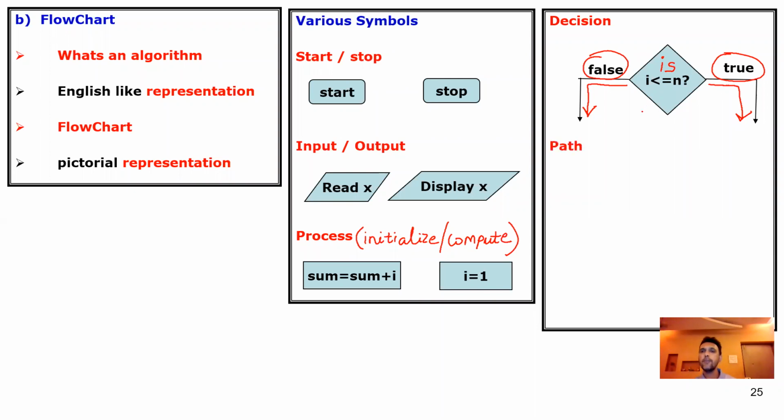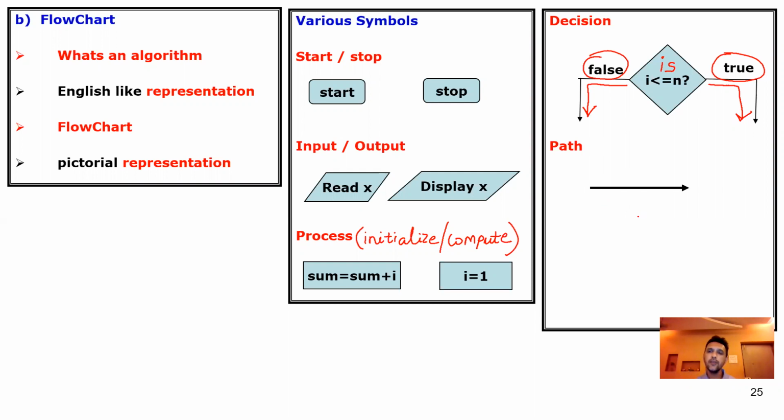After that comes the path, and the path is nothing but an arrow. So whenever you are drawing a flow chart, you will connect 2 different symbols with an arrow, and that arrow is called a path. If you don't understand this right now, don't bother about it. It's very simple. You will understand very soon.